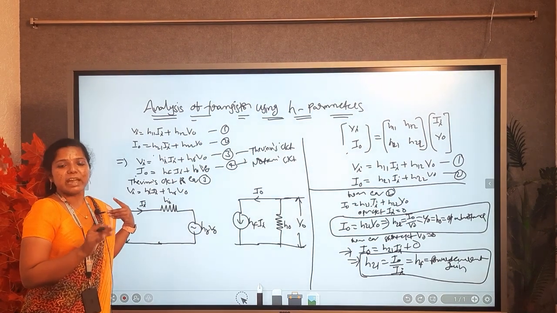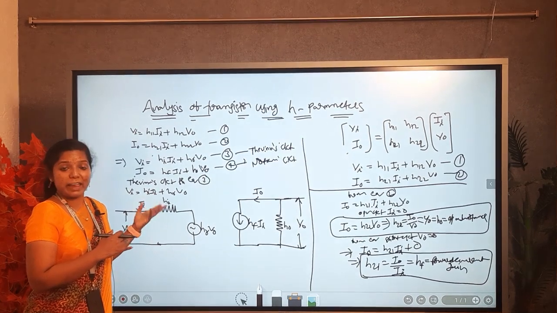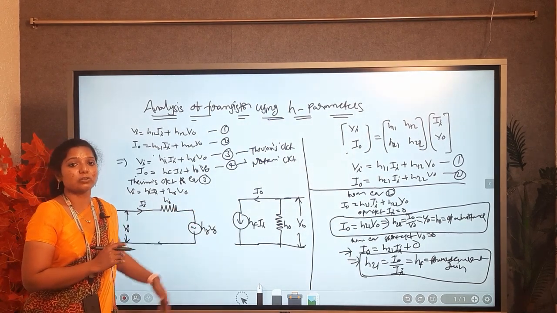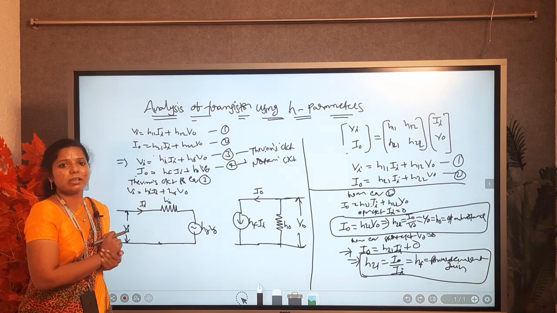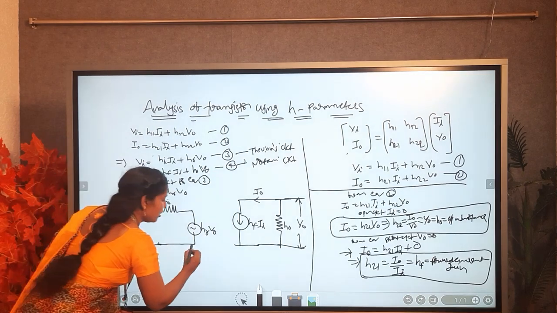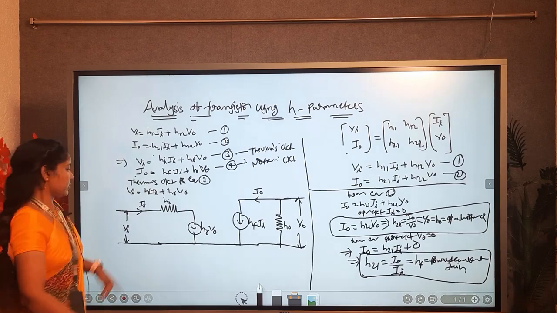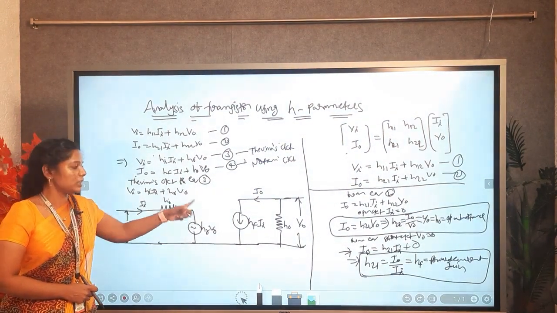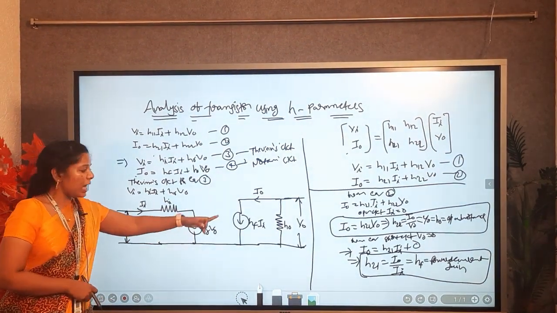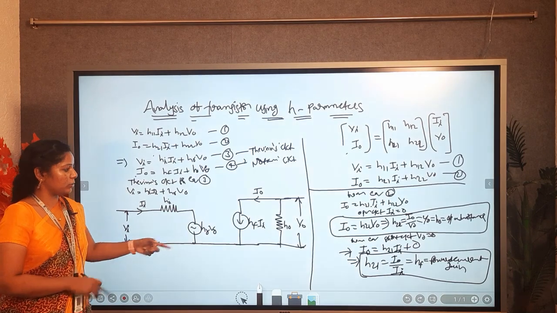I already told that the H parameters are a combination of the Y and Z parameters. So the H parameters are the combination of the Thevenin circuit and the Norton circuit. If you want to get the H parameter model, you can combine both equation 3 and 4, that is, the Thevenin circuit and the Norton circuit. This is the two-port network H parameter model. Instead of the transistor, we are replacing it with this circuit.